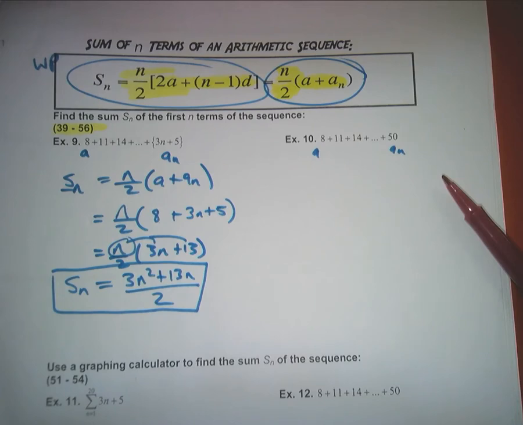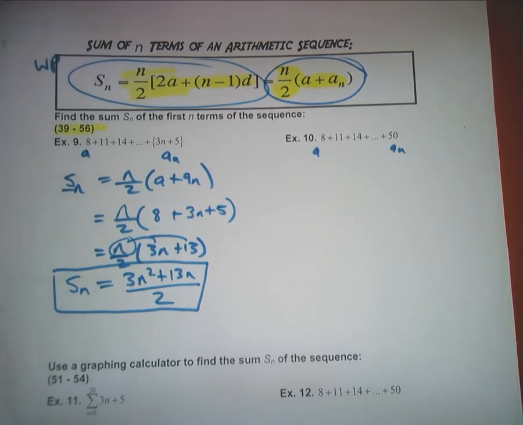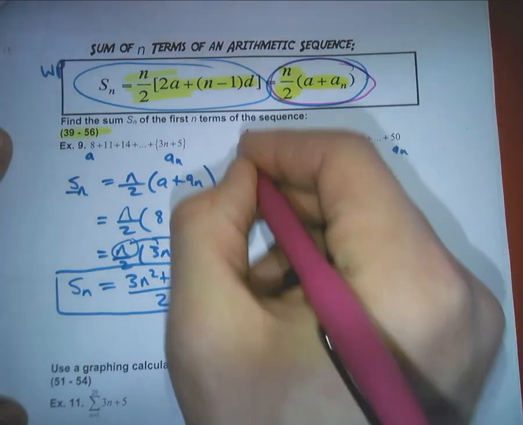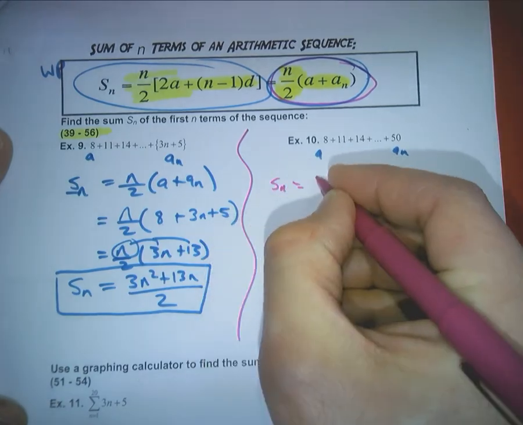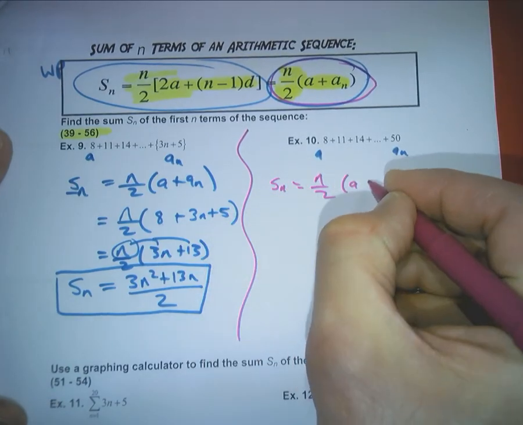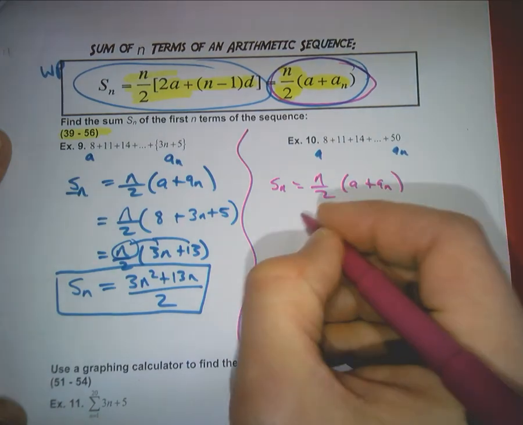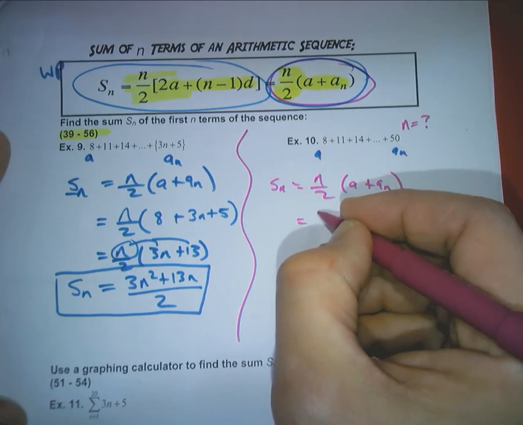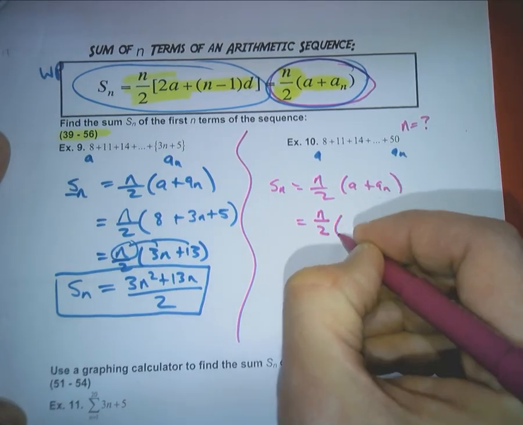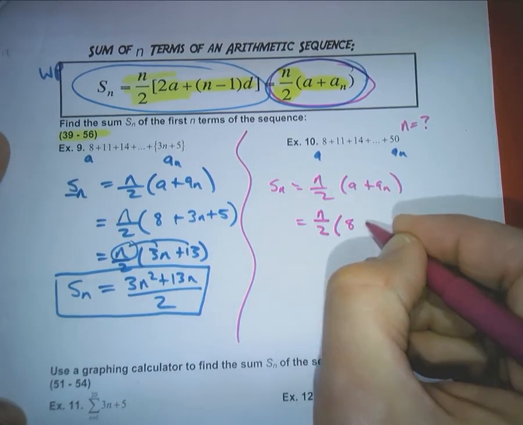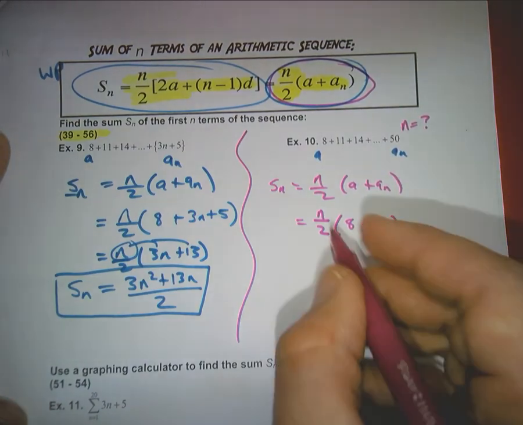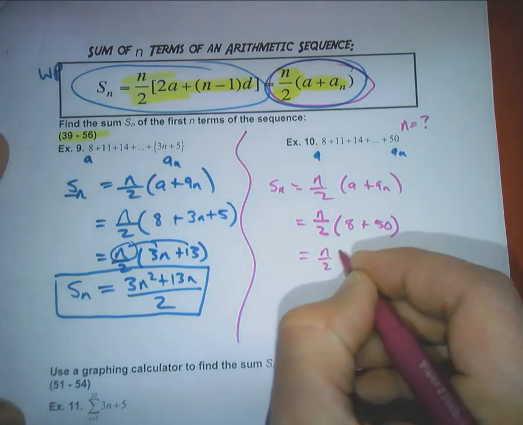All right, so we're moving on. We take a look at number 10, and we've got our first term and we have our last term. So again, I'm going to use this formula here. S sub n equals n over 2 times a plus a sub n. I plug in those numbers. I don't know what term this is. I don't know what n is, and that's where we're going to have to figure that out. I do know what a is. a is 8, and I know a sub n is 50. So I've got n over 2 times 58.